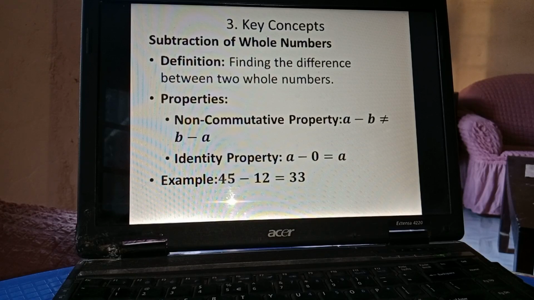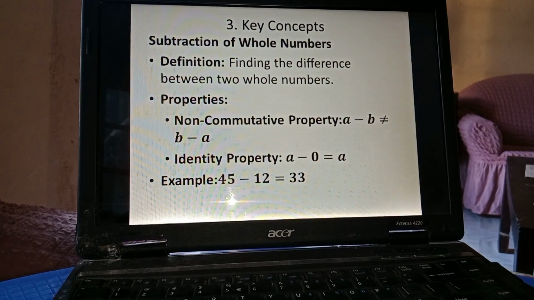Identity property, A minus 0 equals A. So if you subtract 0 from any number, you get the same number. 7 minus 0 is 7. 8 minus 0 is 8. 10 minus 0 is 10. And so on and so forth. An example of subtraction is 45 minus 12, which will give you 33 as your difference.